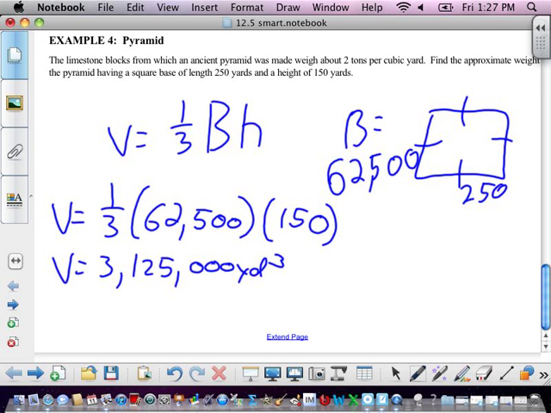So limestone blocks weigh about 2 tons per cubic yard. So we have to multiply that by 2. And so it weighs approximately 6,250,000 tons. Don't pick it up. That would be kind of impossible. I multiplied by 2 because I know that each cubic yard of limestone weighs 2 tons, so I found how much the volume is, and I multiplied it by the weight per cubic yard. Good.